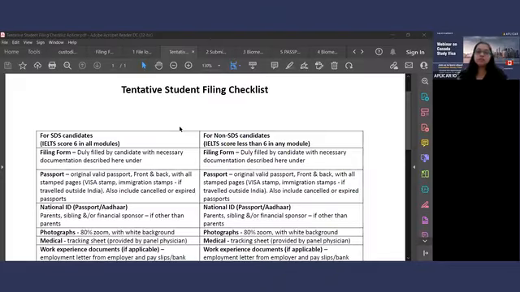So, sir, I think the first thing that we would all love to know is what exactly is the procedure of visa filing? And if you can just include the difference between SDS category and non-SDS category, though we are aware of the basics, but what's the major difference? So if you can just throw some light on that.